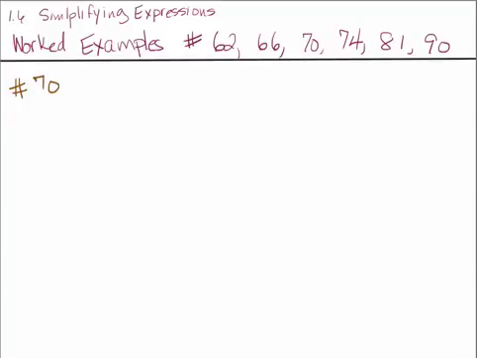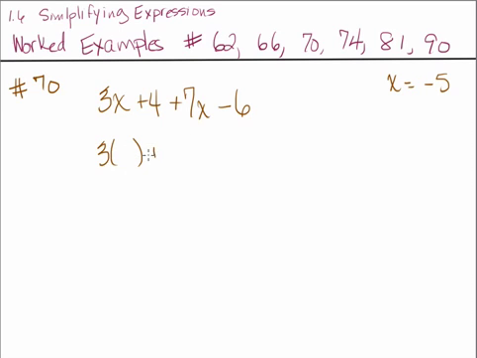In question number 70, I have two sets of instructions. The first part says, evaluate the following expressions when x equals negative 5. The expression we're given is 3x plus 4 plus 7x minus 6. Evaluating this expression when x equals negative 5 means replacing the x's with negative 5. Let's rewrite the expression with blank spaces or empty parentheses in place of each x.